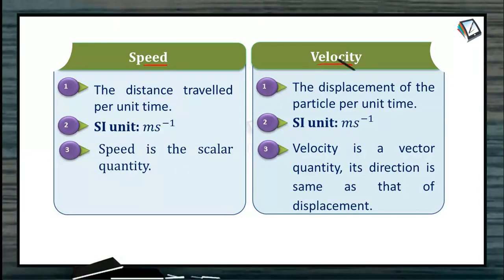But velocity is a technical term defined in physics, which refers to the displacement of the particle per unit time. It is a vector quantity, and its direction is the same as that of displacement. For example, a particle starts from some point A and goes to some other point B following a particular path. Then the displacement is, as we know, the shortest distance between the starting and the final position, and displacement direction is always from the initial point towards the final point. So in this case, it is the displacement vector.